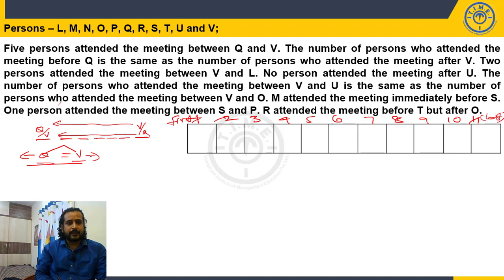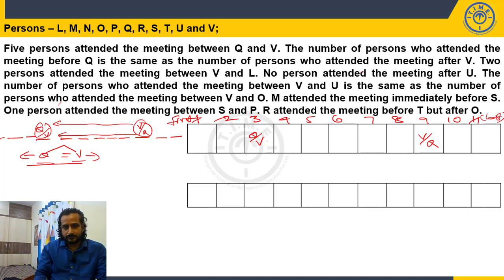And before Q should be the same as after V. And Q and V are in these 2 positions. So we are left with 4 more positions. So distribute equally. 2 more positions here and 2 more positions here. Then it will satisfy the condition. Right. So the third position will be given to Q or V, and the ninth position will be given to V or Q. So how many possibilities do we have? 2 possibilities. So let's get the second possibility also.